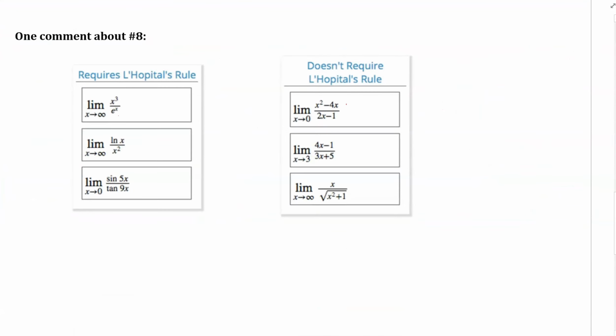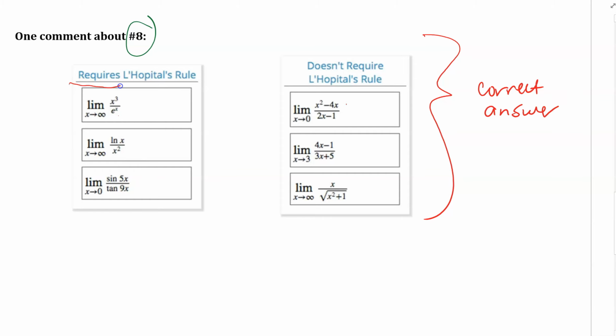Lastly, I just wanted to make one quick comment about number 8, which was actually not a commonly missed question, but that's because I went in and gave points back, and it was specific to this particular part. So this is what the quiz showed as the correct answer. It said that these 3 expressions require L'Hopital's rule, and these 3 don't. But I disagree with it related to this part right here. I think that this should actually have been over in the category of requiring L'Hopital's rule.